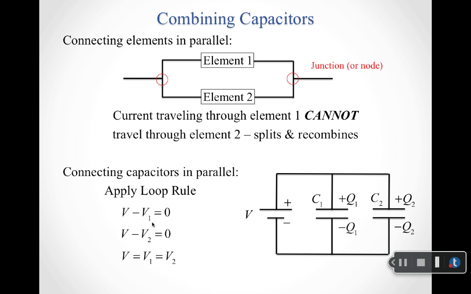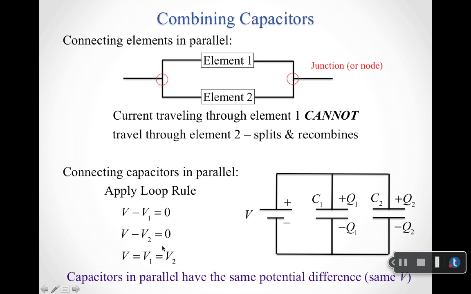Well, I look at these two equations, and it's really easy to see that what this tells me is that the potential difference across capacitor 1 has got to be the same as the potential difference across capacitor 2, and both of them happen to be the potential difference across the battery in this case, because we have a very simple parallel circuit. But the important thing is that when I've connected my two capacitors in parallel, the potential difference across them is the same. So capacitors in parallel have the same potential difference.